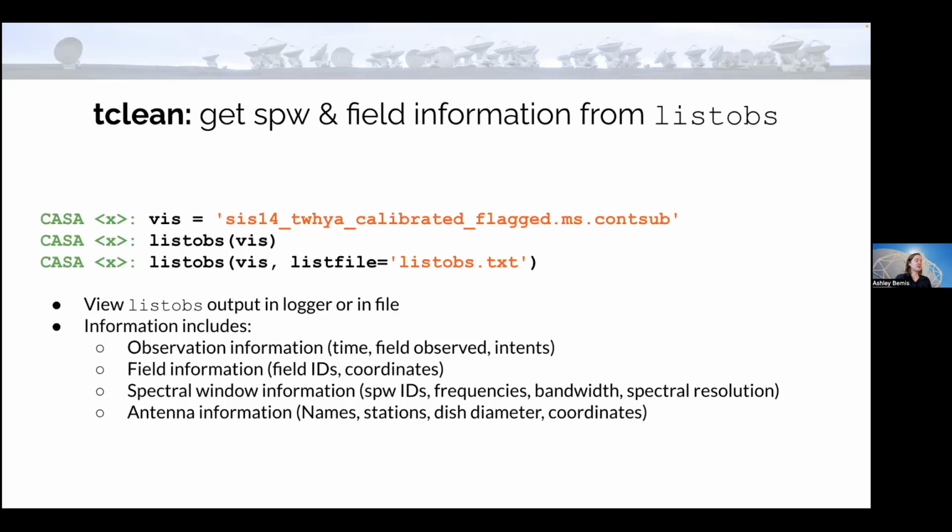You can run listobs two ways. You can run it and just have it output to the logger, or you can specify a list file and it will save the output to a text file. So listobs will essentially give you information on the observations that were done, when they were done. It will give you field information, which will include field IDs, and spectral window information, which will include spectral window IDs. You can also find antenna information in there as well.